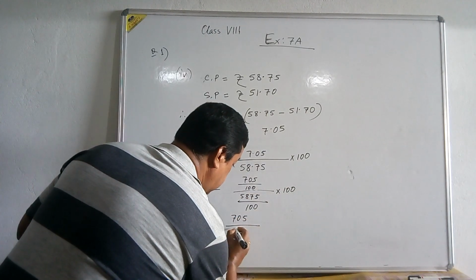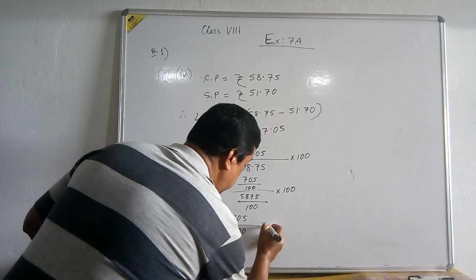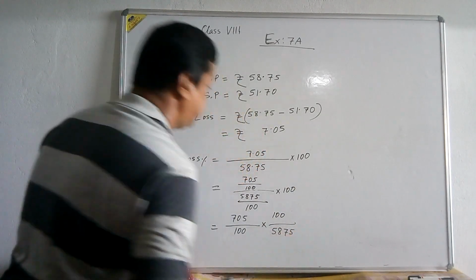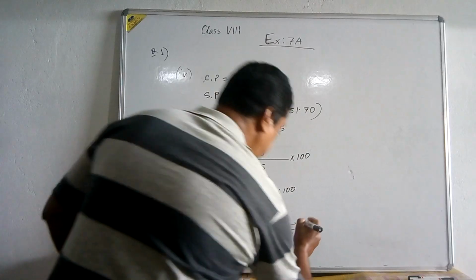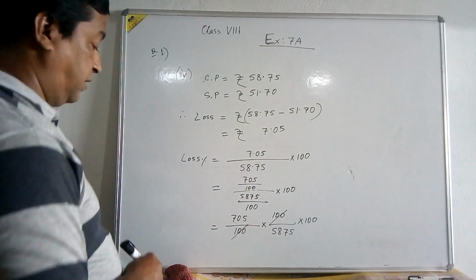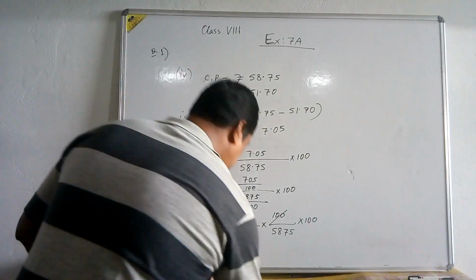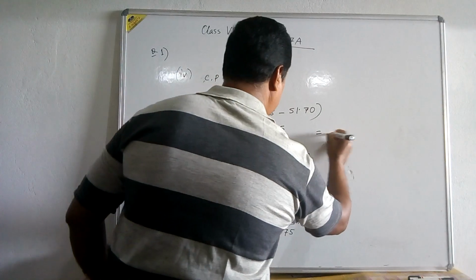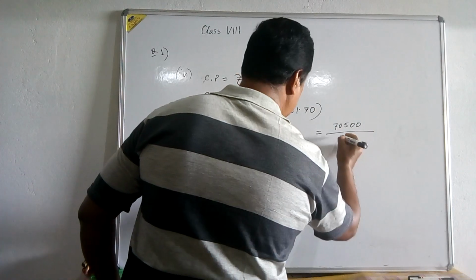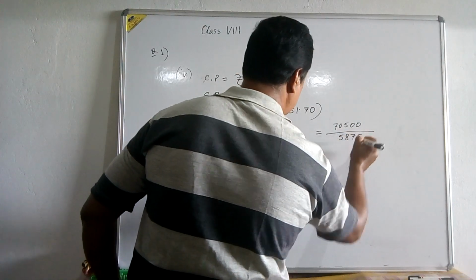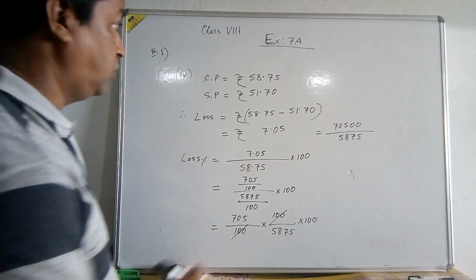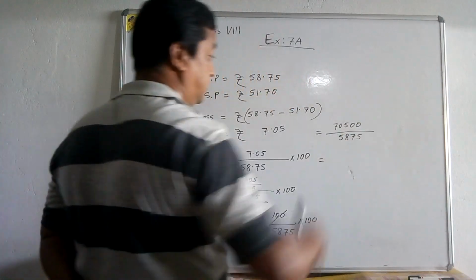705 by 100 into 100 by 5875, then into 100. 100 cut. Now how much do you get? You get 705 by 5875. Now if you divide it, don't do the division here, you do it in the rough place.